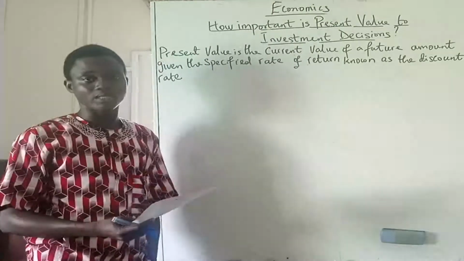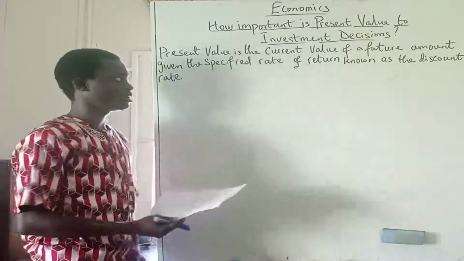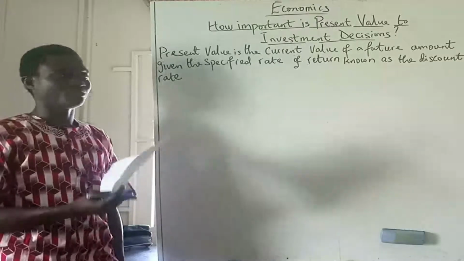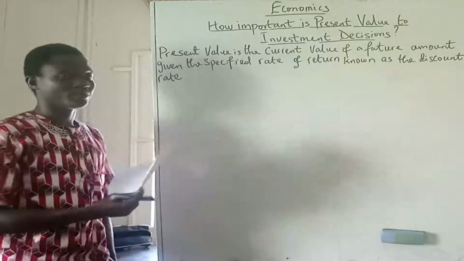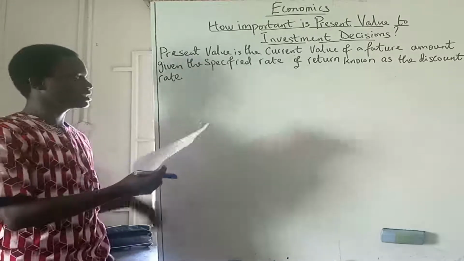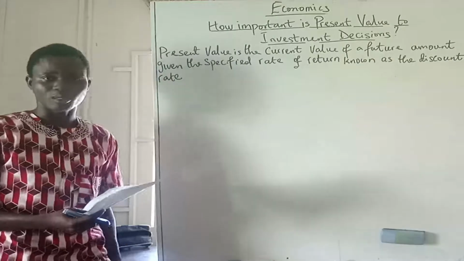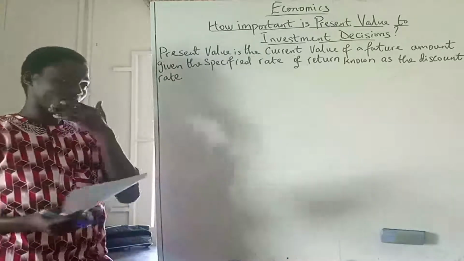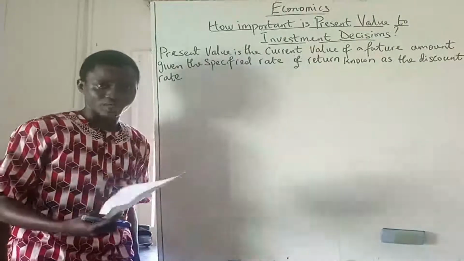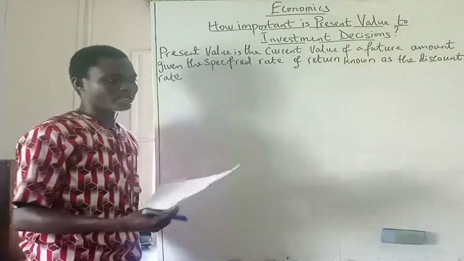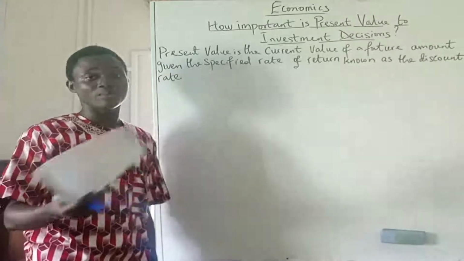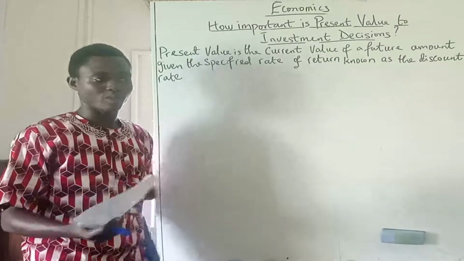which is the fundamental thing that this video is all about. Present value is the current value of a future amount given a specified rate of return, and the specified rate of return is known as the discount rate. This definition might not look that straightforward. To some extent, I think present value is the amount of principal that is needed today in order to get a future amount at a discount rate. Because we need a discount rate.